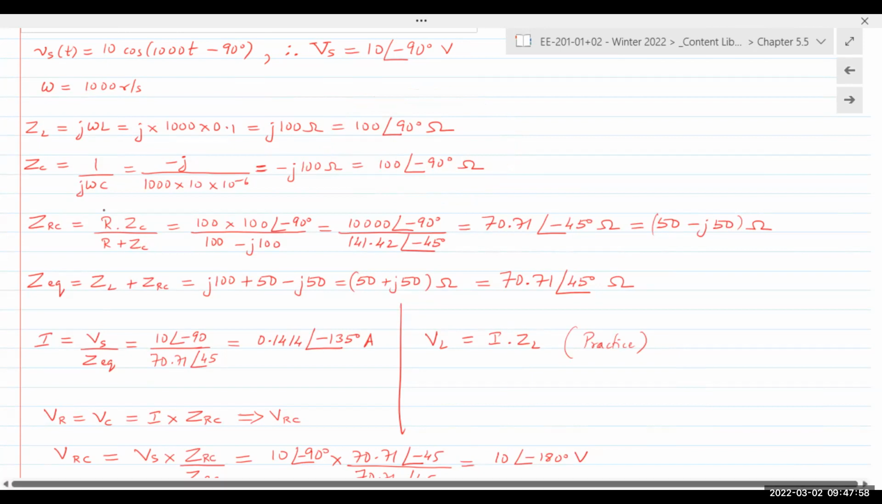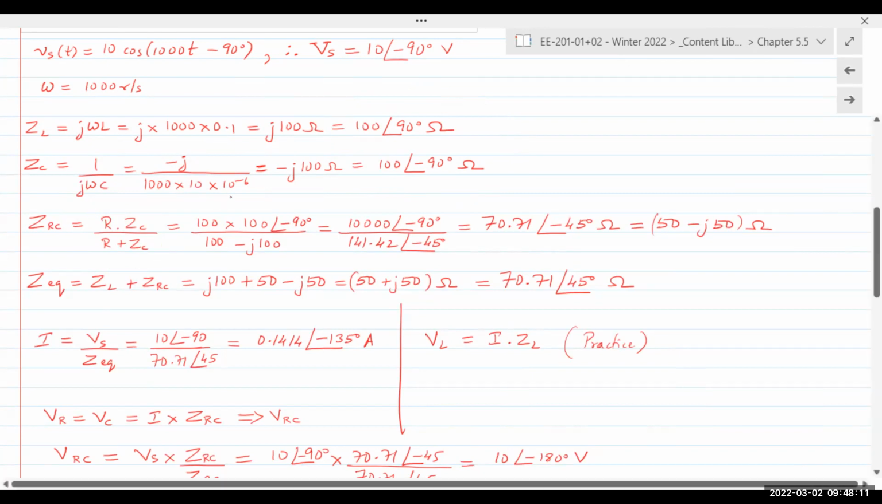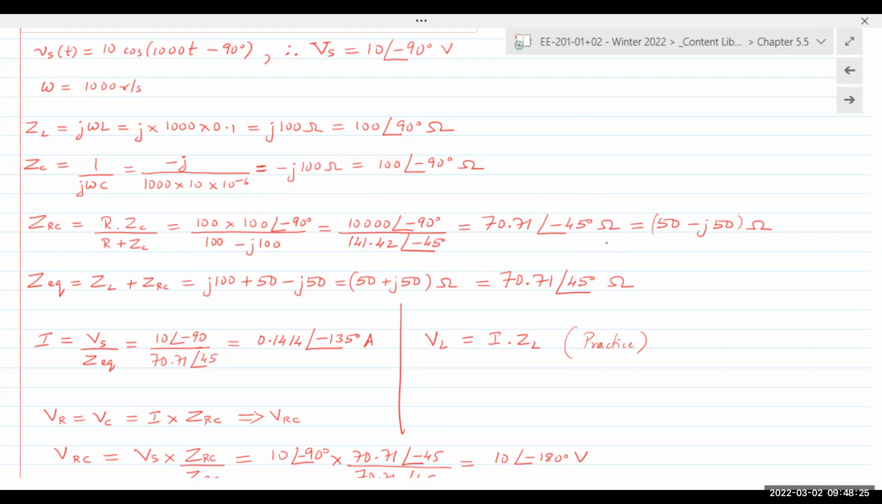I find ZRC. ZRC is, well, 2 impedances in parallel. Combine them the same way you would combine resistances in parallel. So R times ZC divided by R plus ZC. I have to go through a few hoops to come to the final answer. This is where a programmable calculator helps out very much, because if you have just polar quantities, you don't have to perform this conversion.